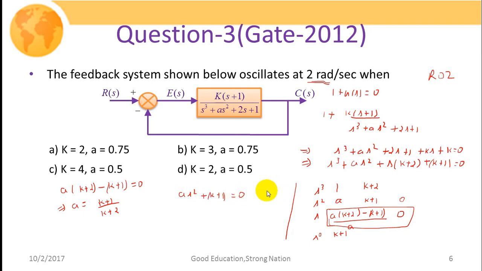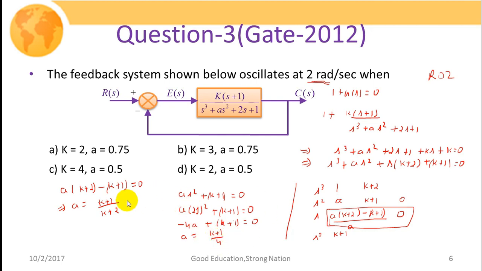So the frequency of oscillation is given as 2 radian per second. So now after putting the value of s is equal to plus minus 2j, we're going to have a times (2j) square plus k plus 1 is equal to 0. So we are left with minus 4 times a plus k plus 1 is equal to 0. So this gives us the value of a is equal to (k plus 1) by 4.